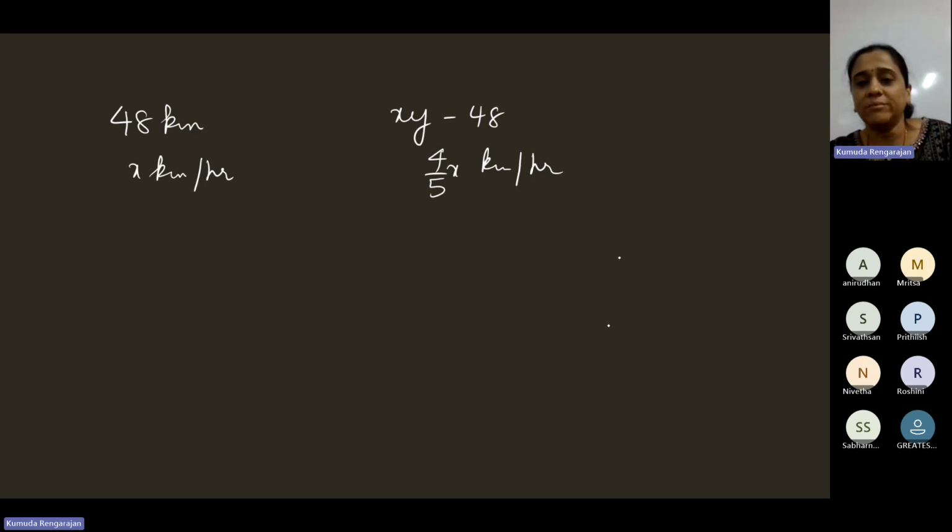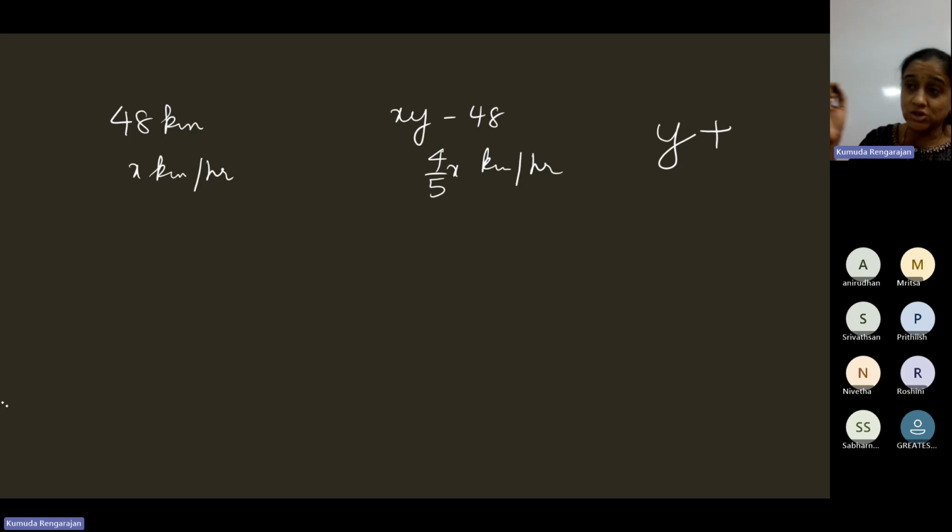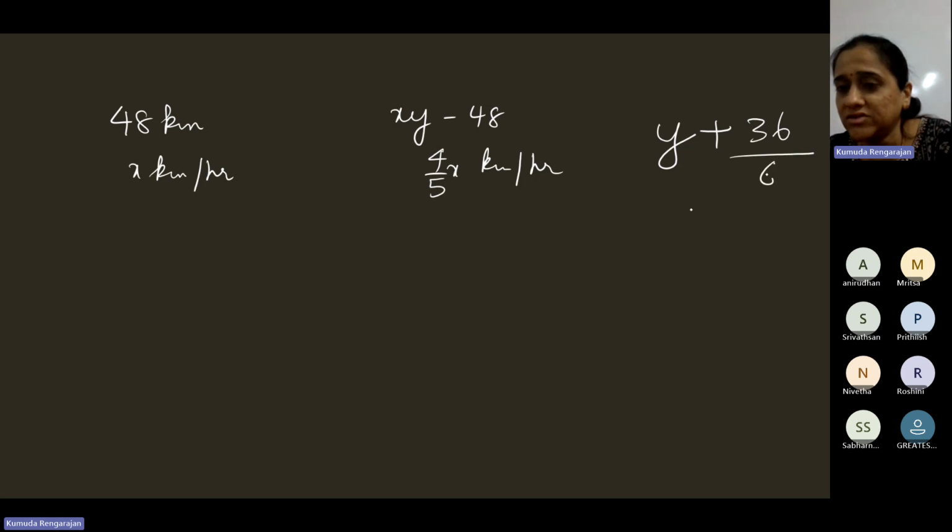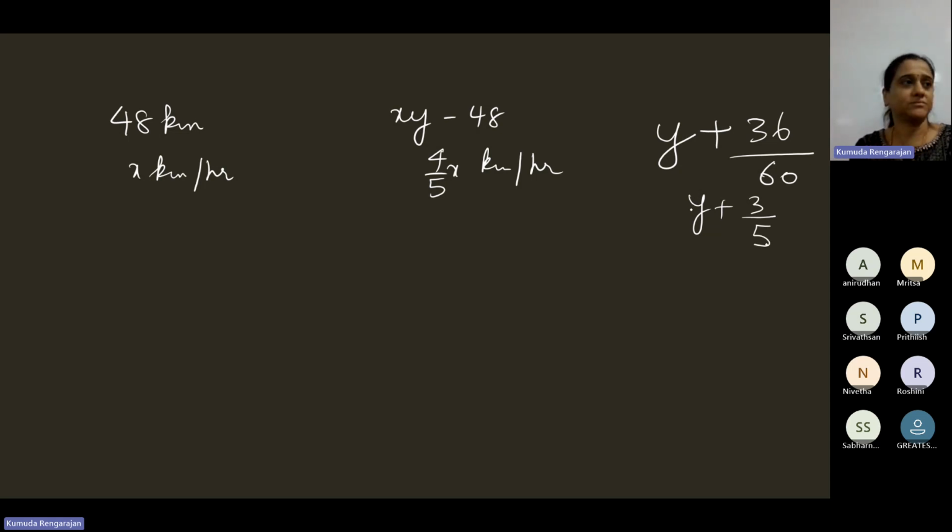So now what's the total time taken? Total time taken is the actual time taken, y hours, plus the delay. The delay was actually 45 minutes. Now it goes 9 minutes earlier, so the delay is 36 minutes. So y plus 36 by 60. 3 12s are 36, 12 5s are 60. So y plus 3/5 is the total time taken.